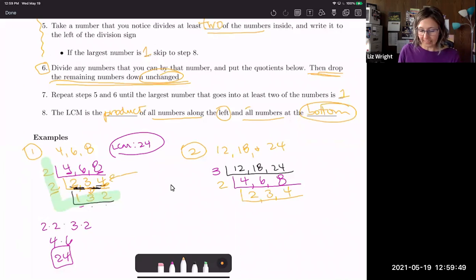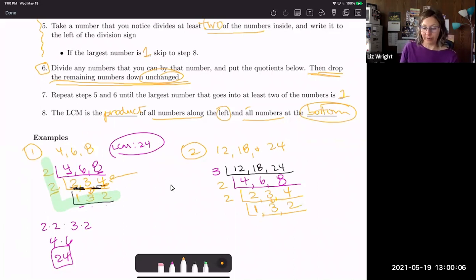So then that means I can take out a 2, and then I'm going to drop down a 2. I bring down, I'm sorry, that should be a 1. So 2 divided by 2 is going to give me 1. I'm going to drop down the 3. 4 divided by 2 gives me 2.